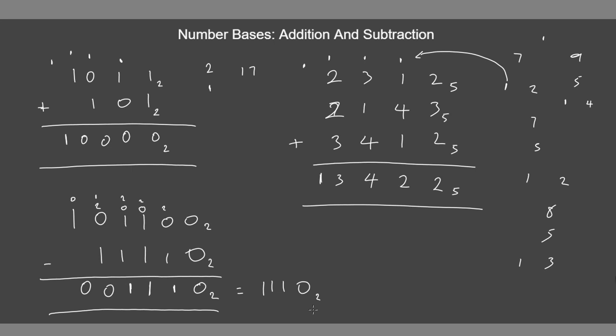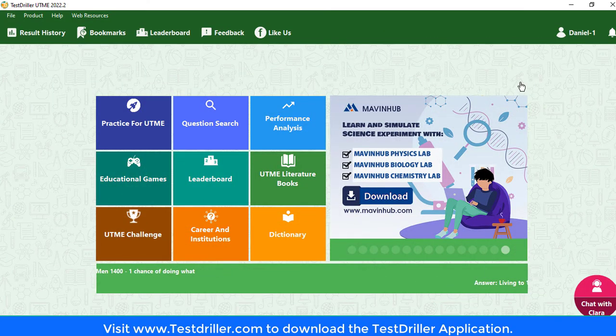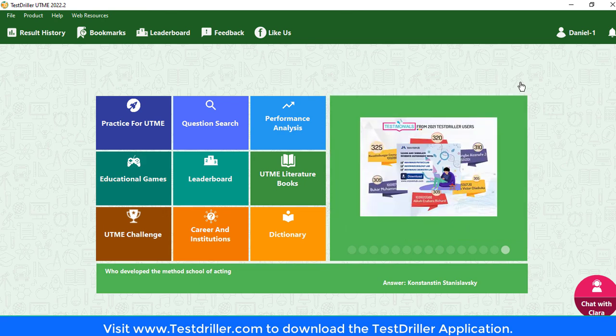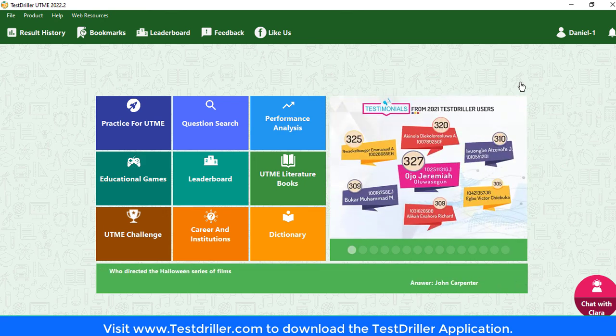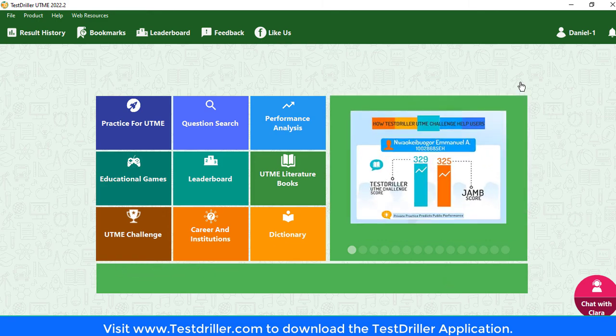So I'm going to take some examples from past questions. That is, I'm going to take some examples from UTME past questions, and I'll show you how they've asked this kind of question in UTME. So let's take a look. The next example I'm about to solve is from a UTME past question, and you can use Test Driller UTME to practice and also extract questions that you want to practice. So I'm going to show you how you can use Test Driller to extract questions that you want to practice based on a particular topic or concept.